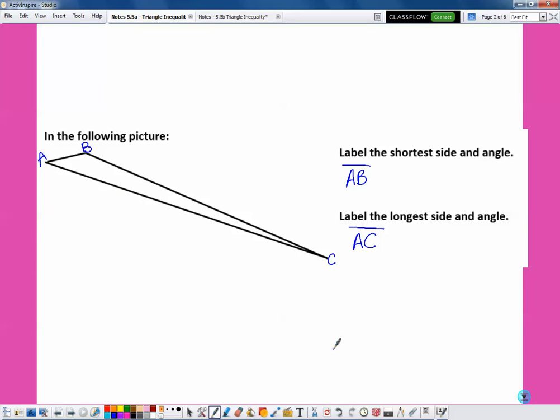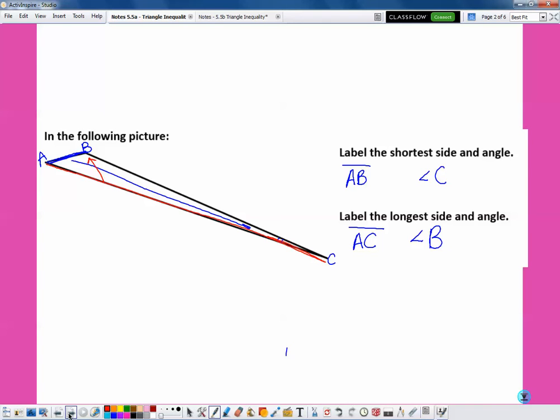Which angle looks the biggest? That would be angle B. Which angle is the smallest? That would be angle C. Look how tiny that angle is. How is the smallest side and the smallest angle related? If you look, the smallest side was here, and that's across from the smallest angle. The longest side was here, and that's across from the biggest angle.